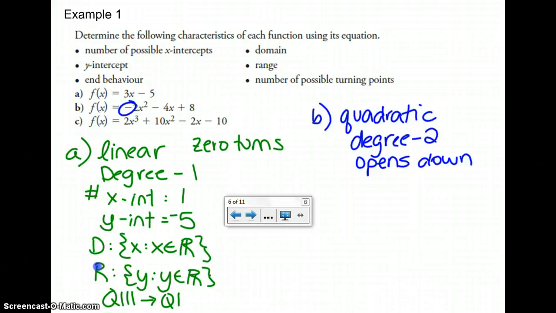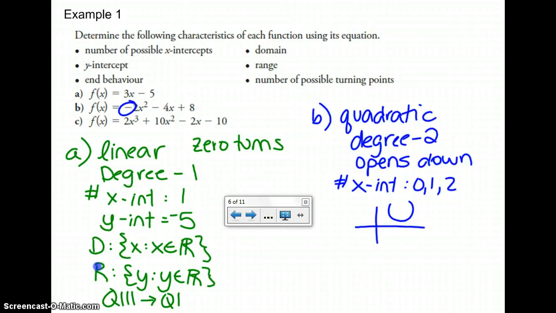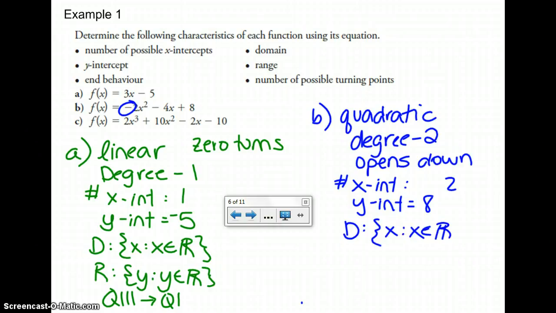Then we need to talk about how many possible x-intercepts there could be. 0, 1, or 2. Okay, 0, 1, or 2, right? Again, there are the cases that it could be above, on, or going through. Domain. So y-intercept is 8, domain. x is an element of reals because there are no restrictions. The range.